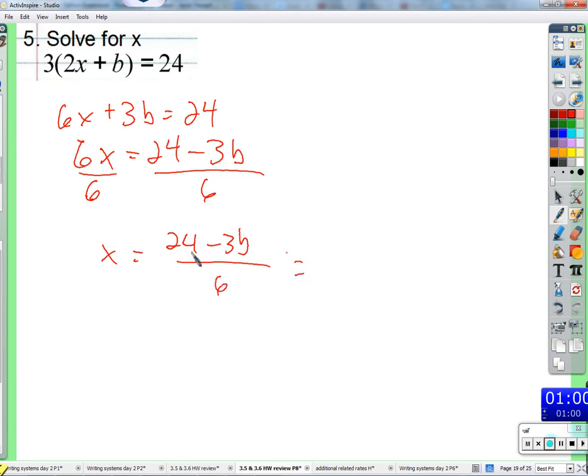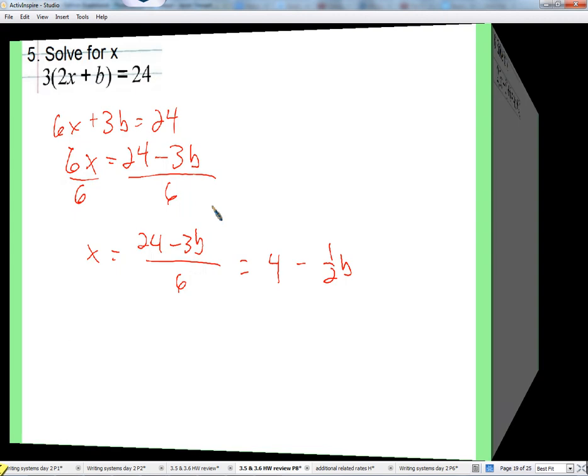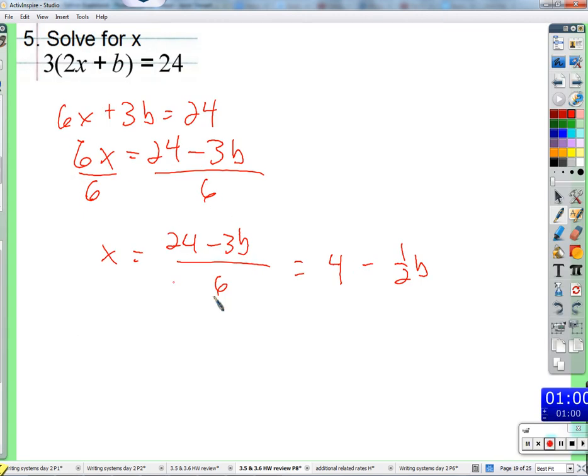Or if you want, you don't have to, but if you want, 24 divided by 6 is 4. 3 divided by 6 is 1/2. So 4 minus 1/2 b. That was either 24 minus 3b over 6, or 4 minus 1/2 b.